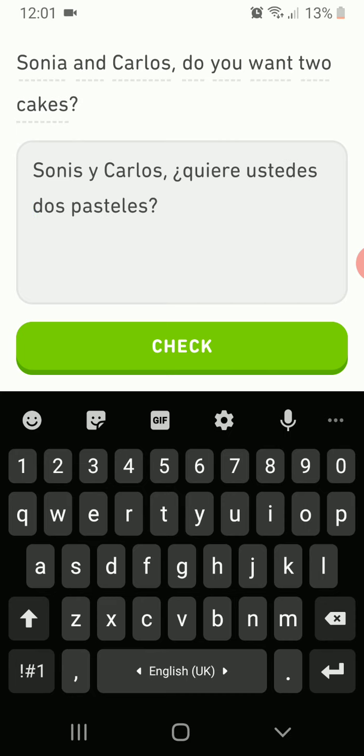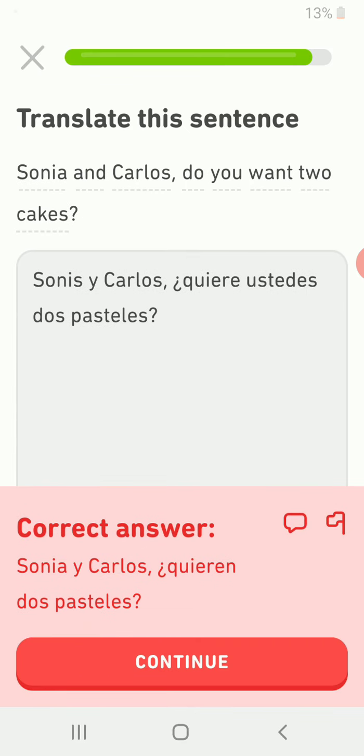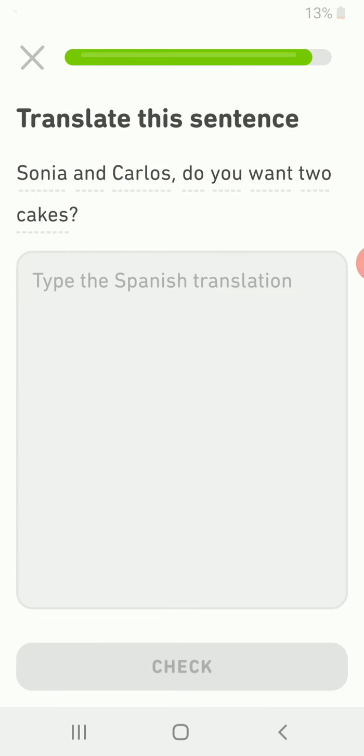As you know, pronouns, subject pronouns are very often neglected, omitted in Spanish. So it's quieren. I forgot. I wanted to be fancy, but I forgot to conjugate correctly. So I apologize for this.